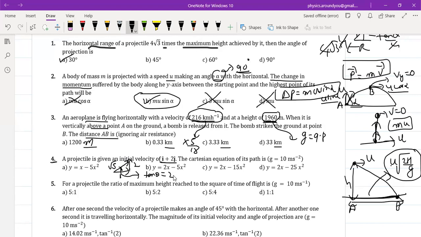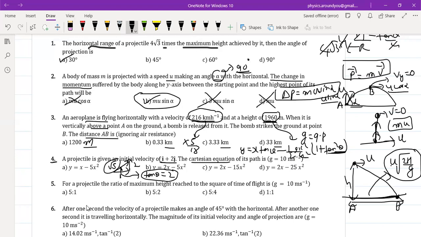So what information do I get here? I get to know tan theta as 2, the initial velocity as root 5. That's all I need for the Cartesian equation, which is the equation of trajectory: y equals x tan theta minus half g x square upon u square into 1 plus tan square theta. I put tan theta as 2 and u as root 5 and I'm done with it. That is question number 4.